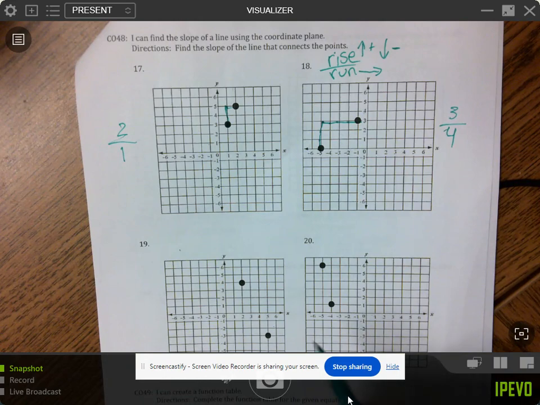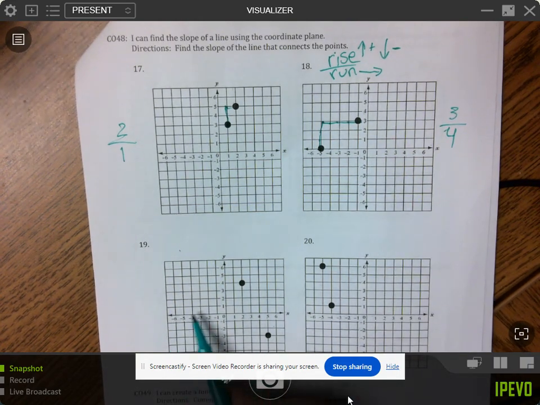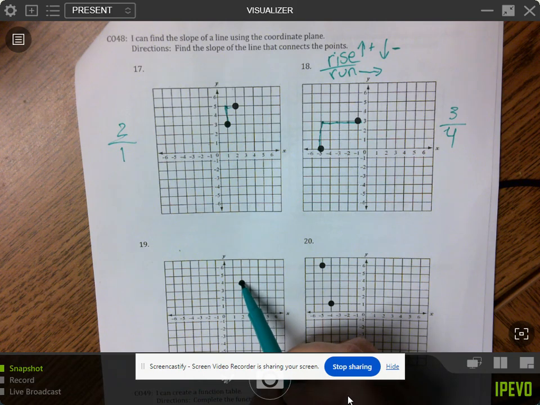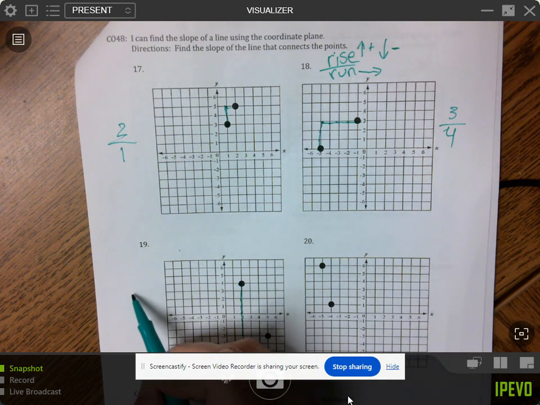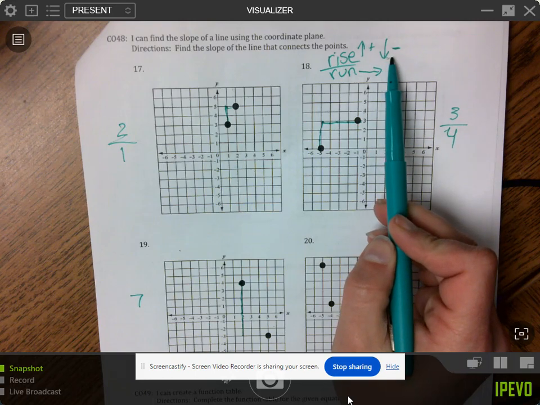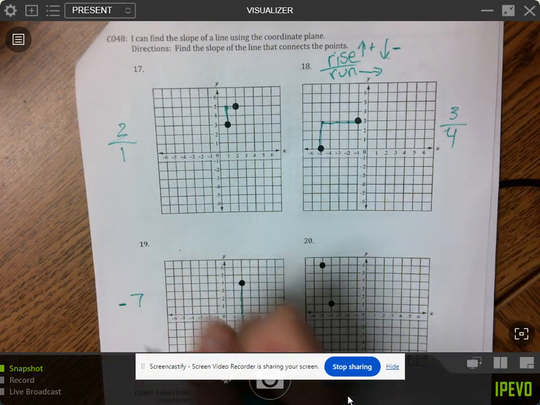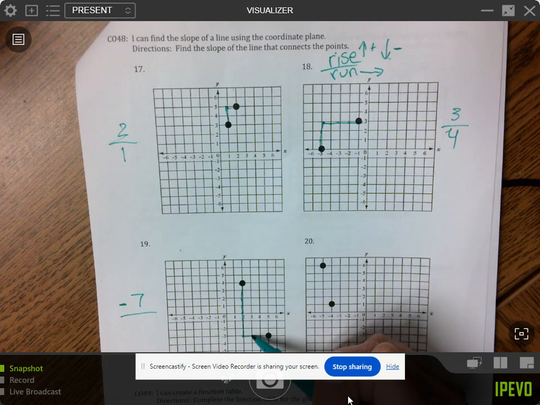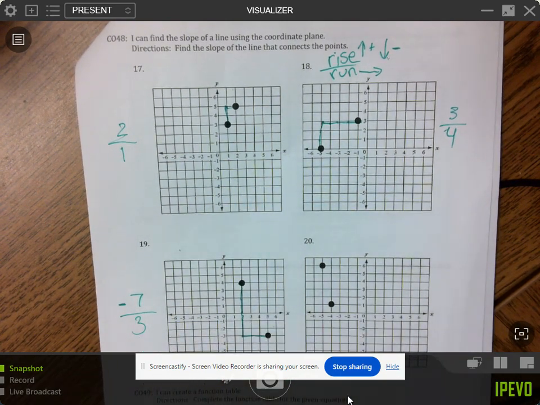When I get to my next graph, I read left to right. I come to this point, and now I'm going down 1, 2, 3, 4, 5, 6, 7. If I'm going down, remember, going down means it's going to be a negative. Then I go over 1, 2, 3. I had a lot of friends forget. I would like you to listen so we can learn from mistakes. Remember, going down is negative. Lots of friends forgot that when we go down for our rise, it's a negative number.